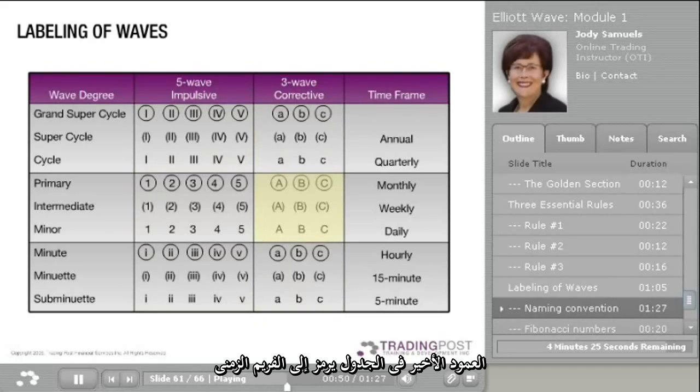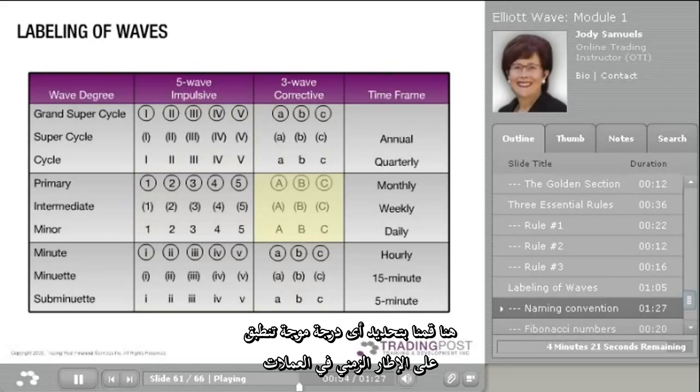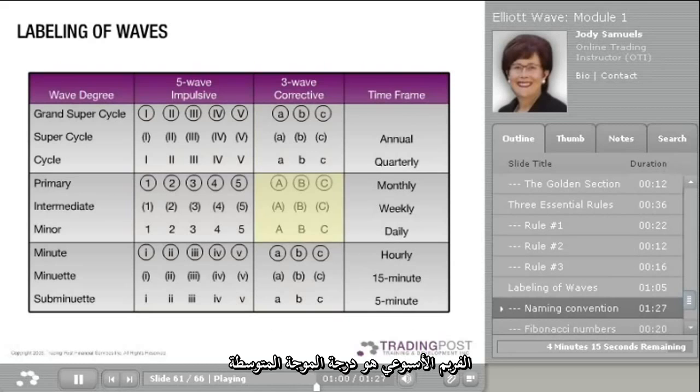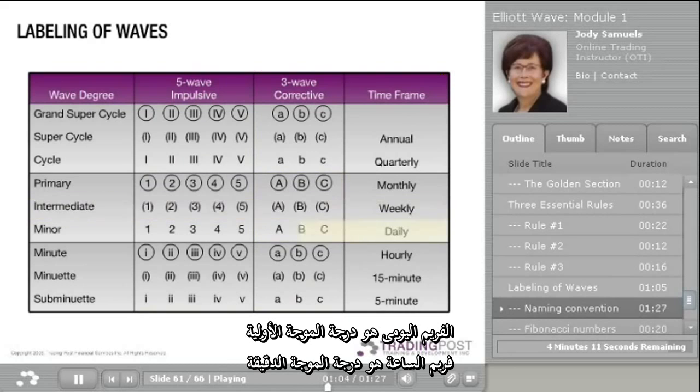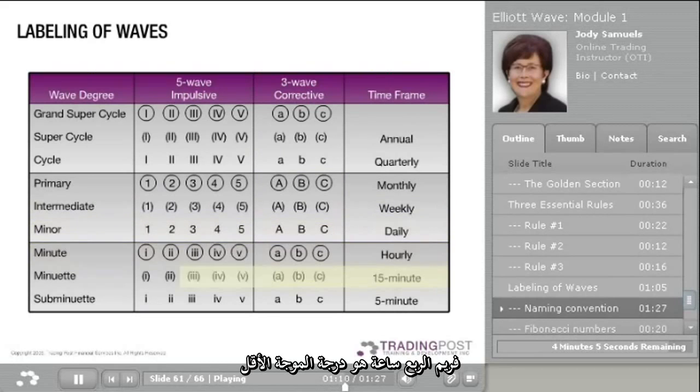The final column in the chart is labeled time frame. Here, we've labeled which wave degree applies to which time frame in the currencies. The weekly charts are the intermediate wave degree, the daily charts are the minor wave degree, the hourlies are the minute wave degree, and the 15-minute is labeled as the minuet degree.